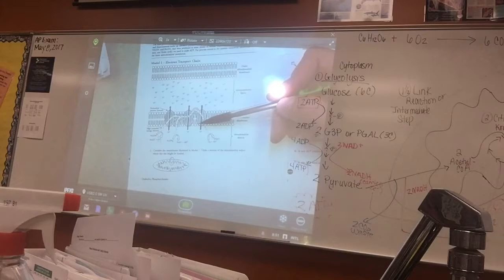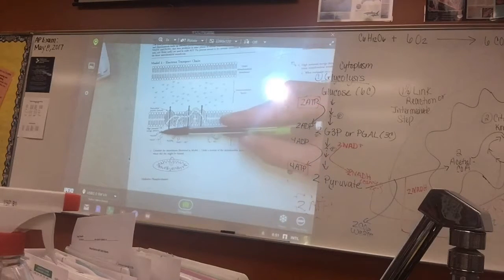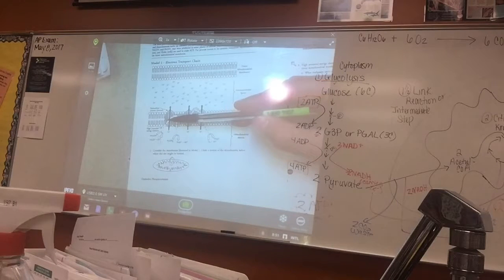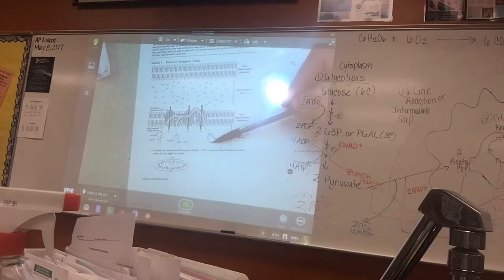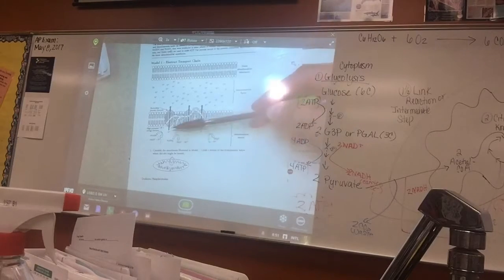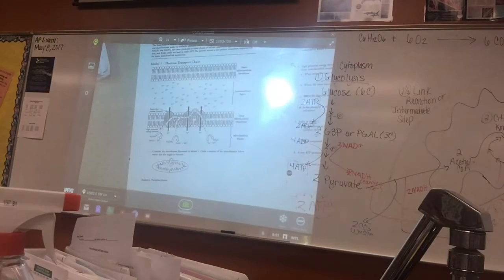4D, is the release of an electron from one of these electron acceptors oxidation or reduction? It's losing electrons, so you should have that that's oxidation. 5A, what molecule is the final electron acceptor? That's your O2, your oxygen. B, what compound is formed as a final product? You should have water. 6, is any ATP produced in the electron transport chain? You should have no. And 7, is any ATP used? You should have no. All right, so that's just the electron transport chain.